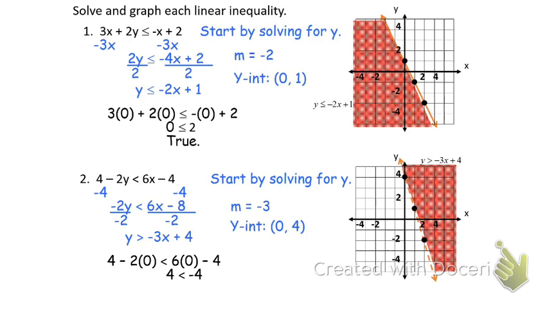I get 4 is less than negative 4. And that's wrong. 4 is greater than negative 4. So this is a false statement. Now because it's a false statement, that says that the point 0, 0 should not be shaded, and if we look at what we did in the problem, we didn't shade. So we got the correct side shaded because we did the other side, the side that doesn't have 0, 0. So again, this confirms what we did with our work.